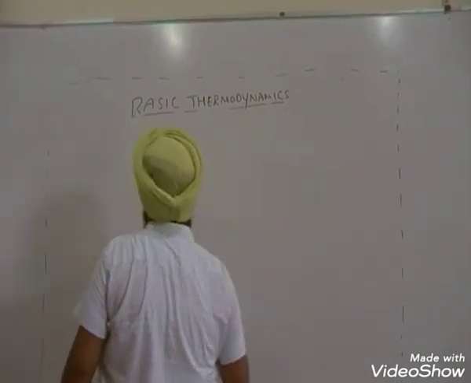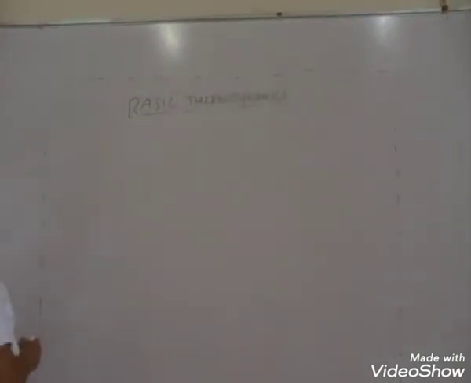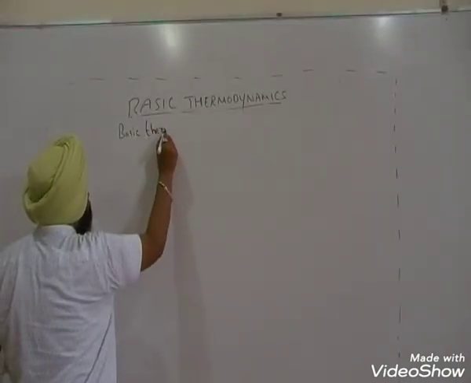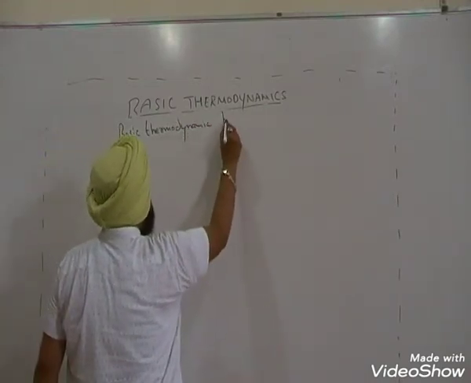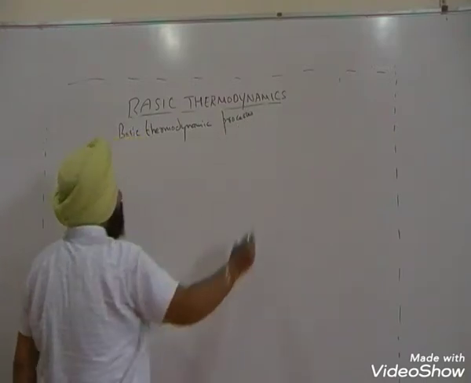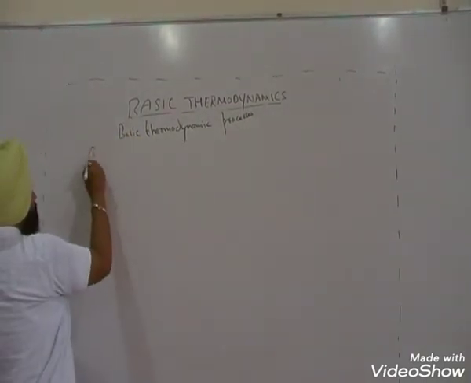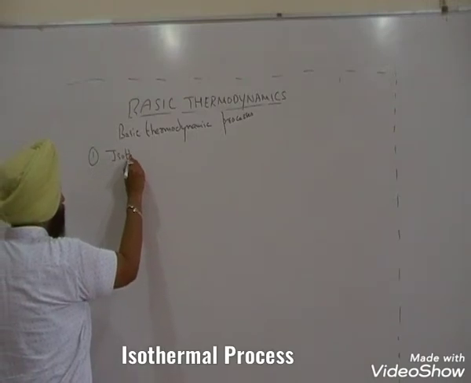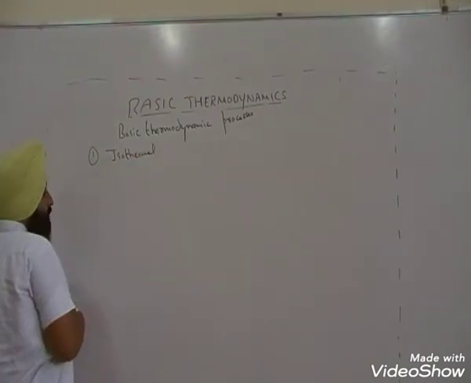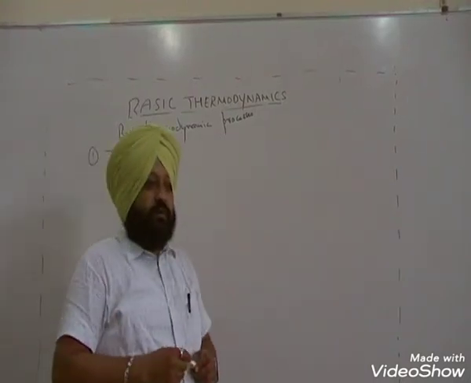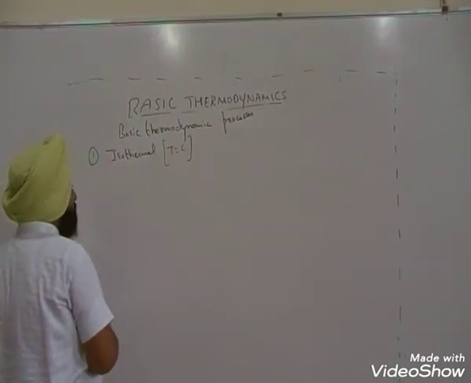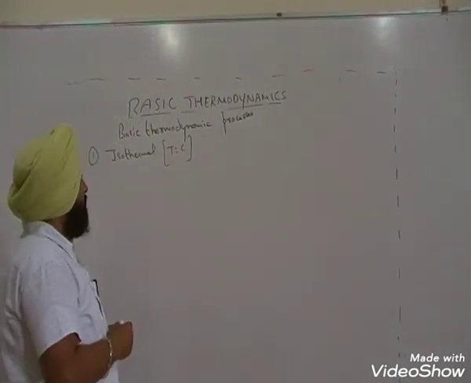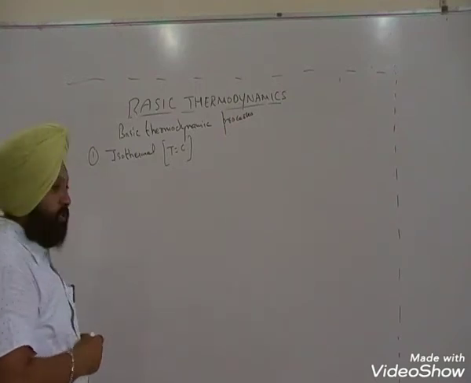Now I am going for basic thermodynamic processes. First process is the isothermal process. In case of isothermal process, temperature is constant. So let us first draw the temperature and entropy diagram and also the pressure and volume diagram.